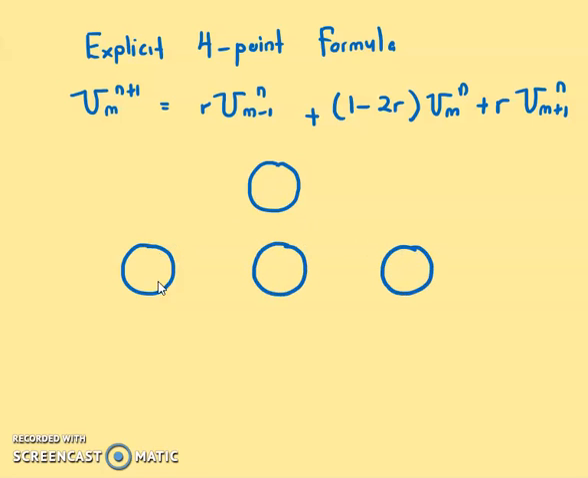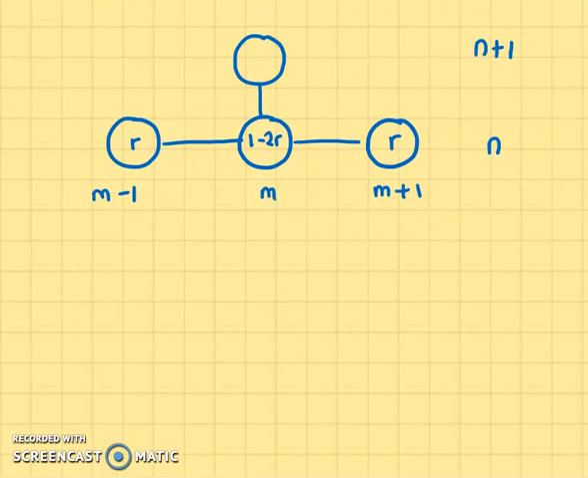It's 4-point because we have 4 points. If this is my n plus 1, this is my n, and this will be m minus 1, m, and m plus 1. For m minus 1 it is my r, for m it is 1 minus 2r, and this is my r based on here. And now this is the n plus 1 value we want to find.